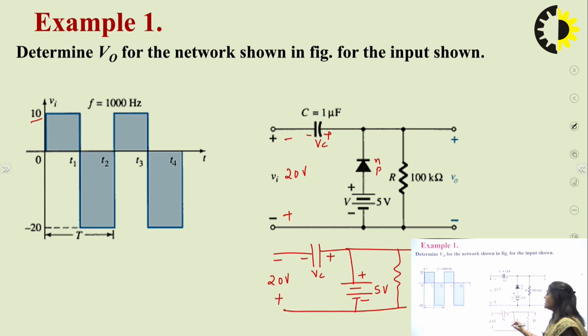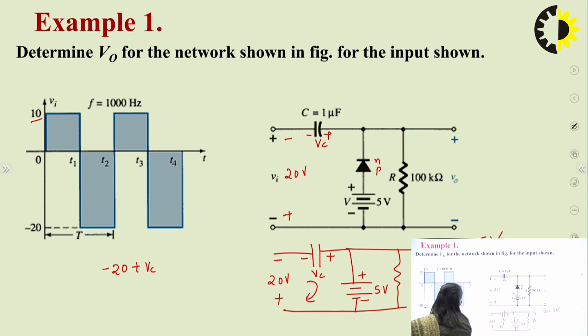Okay. So now the output voltage, we can see this diode has been shorted now, and this 5 volt supply is in parallel with this output voltage. So the output voltage in this case would be equal to 5 volt. And now we can find the value of Vc by applying KVL through this part. So output voltage would be equal to minus 20 plus Vc minus 5 is equal to 0. So Vc would be equal to 25 volt.